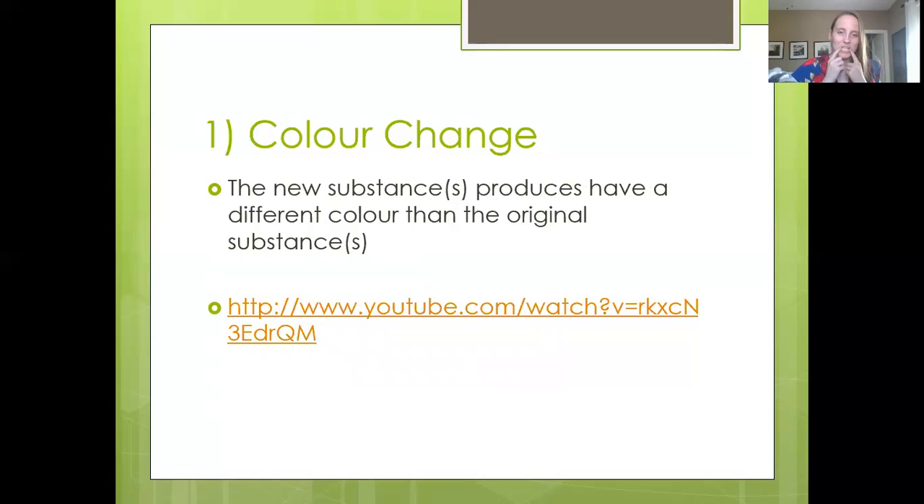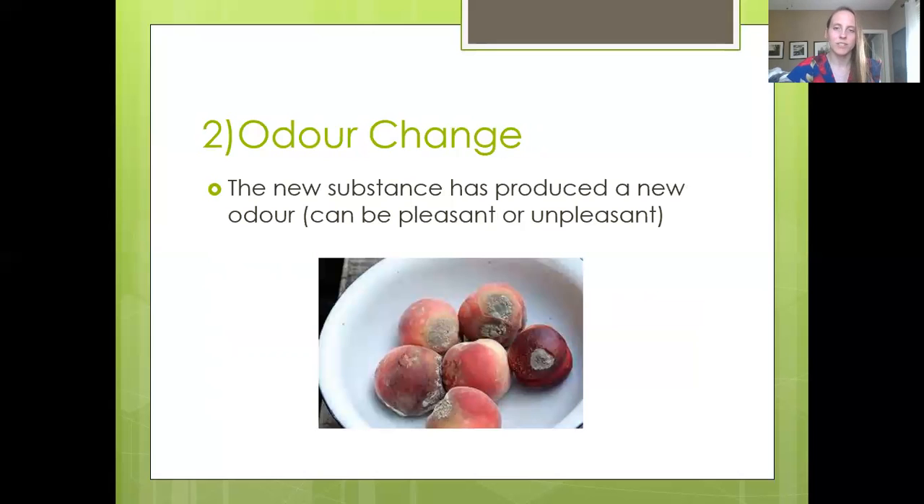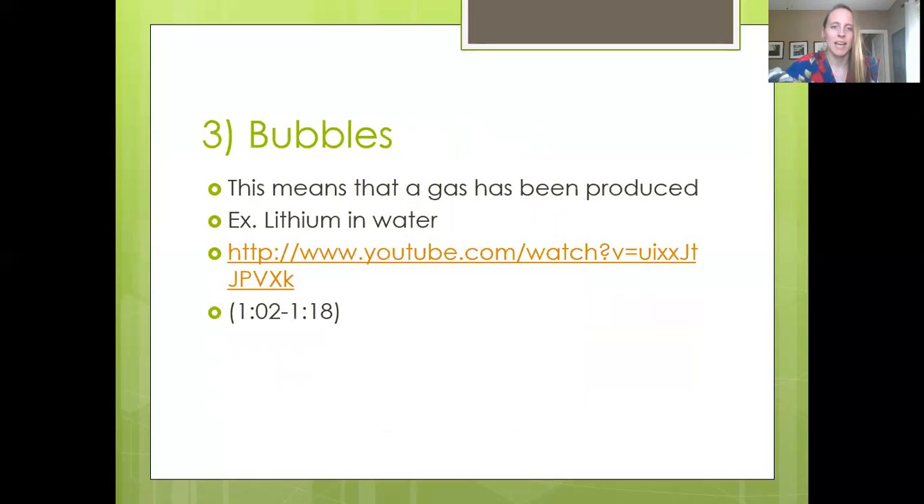Okay, so a color change, again, is just you have a substance that is going to be changing colors on its own. An odor change, so it's producing a smell on its own. That could be a good smell or a bad smell. So the example here is some rotten fruit. So the smell of like food that is rotten is an odor change. That is a chemical change that has happened.